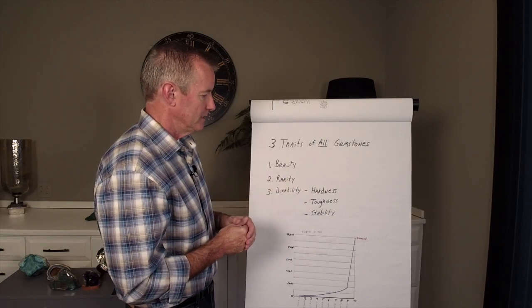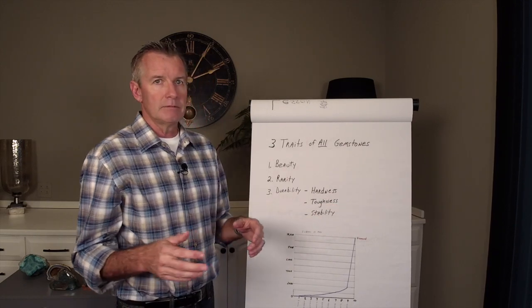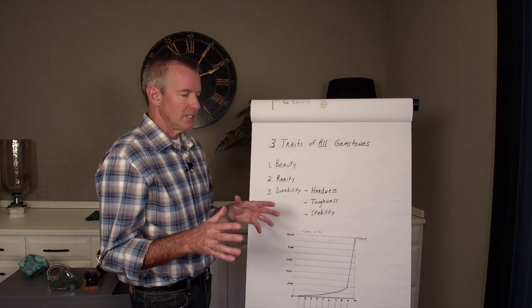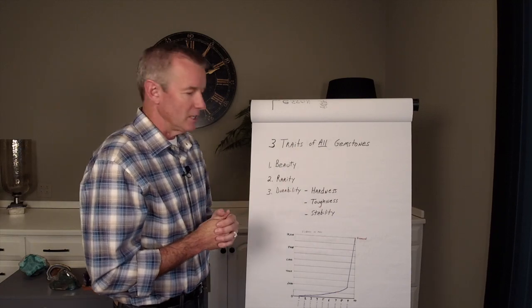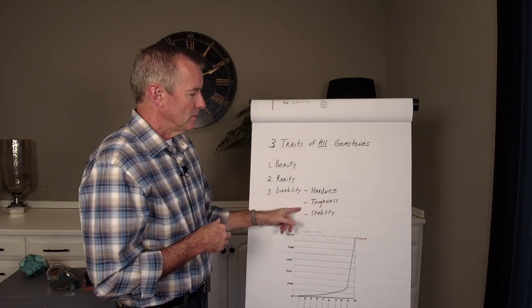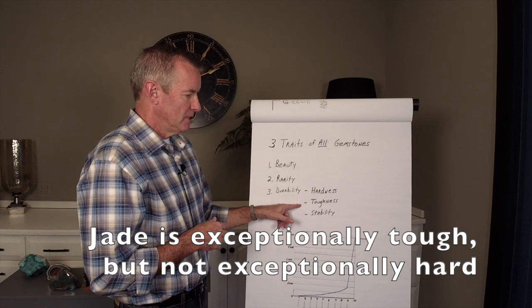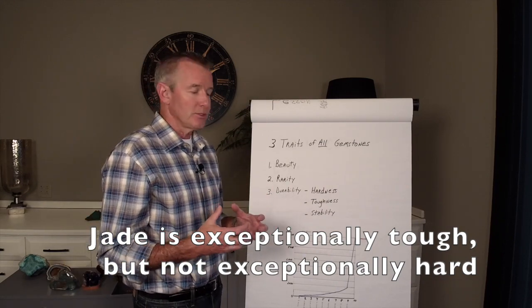Now, on the other hand, when you're talking about toughness, take a look at jade, like a jadeite jade. Jade's not very hard. It's going to be around 7 on the Mohs scale of hardness, but it is considered exceptional on the toughness scale. And that's why, in fact, it is the toughest gemstone substance we know of.